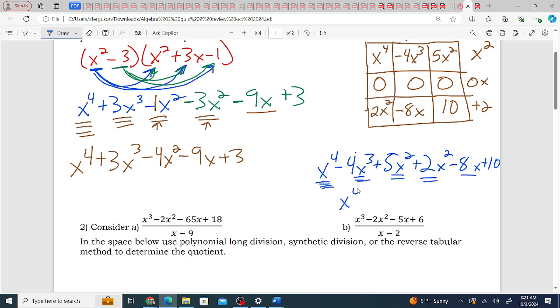So that's x to the fourth power minus 4x to the third power plus 5x squared plus 2x squared. What does that give me? 7x squared minus 8x plus 10. And we're done. So you can use the tabular method or you can use the distributive method.